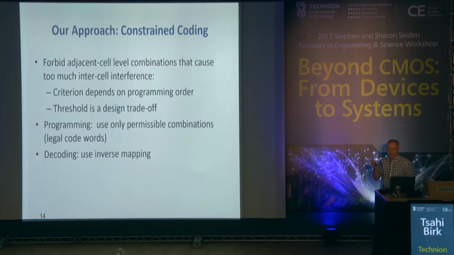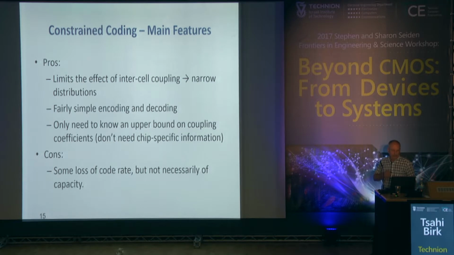The criterion depends on the programming order, and the threshold is a design trade-off. The more we restrict the interference, the more combinations are prohibited, so we lose capacity, but the narrower the distributions. So when we program, we use only permissible combinations. These are the legal code words. So given the data, we convert to legal code words and code. And in reading, we use the inverse mapping and detect it.